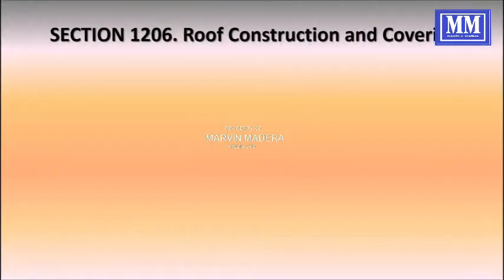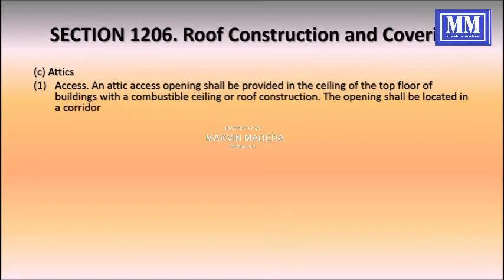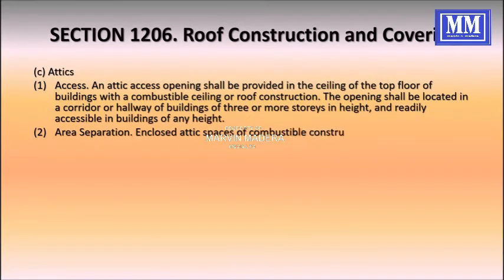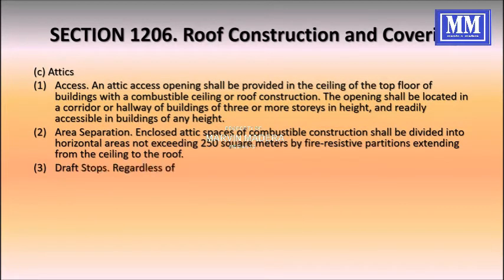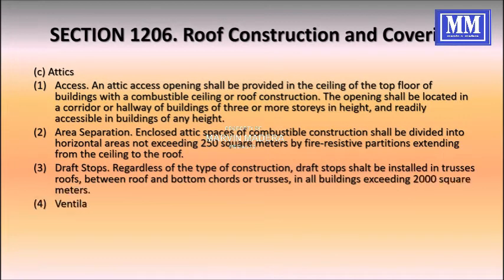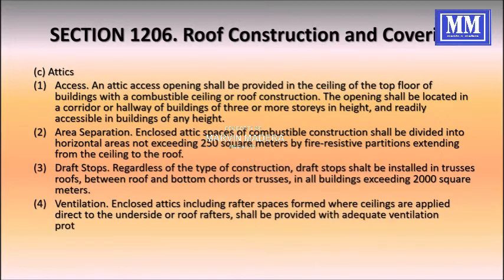Section 1206, Roof Construction and Covering. For attics, an access opening shall be provided in the ceiling of the top floor of the building with a combustible ceiling or roof construction. The opening shall be located in the corridor or hallway of buildings of 3 or more stories in height and readily accessible in buildings at any height.